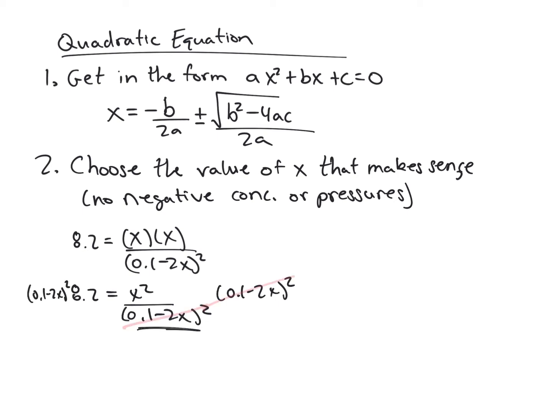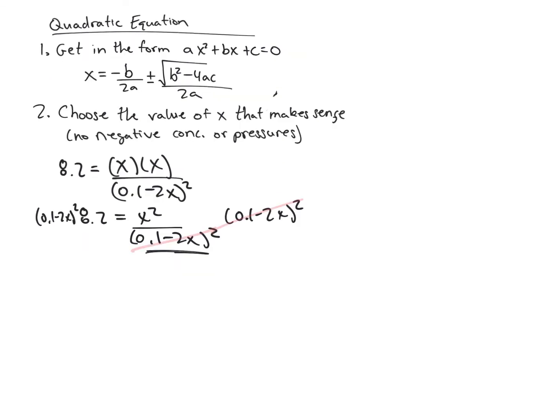Now the next thing I need to do to make it look like ax² plus bx plus c, I'm going to expand all of this. Okay, so just a review of expanding this out. I can do this using FOIL and recognizing that (0.1 minus 2x) squared is just (0.1 minus 2x) times (0.1 minus 2x), and then all that times 8.2.